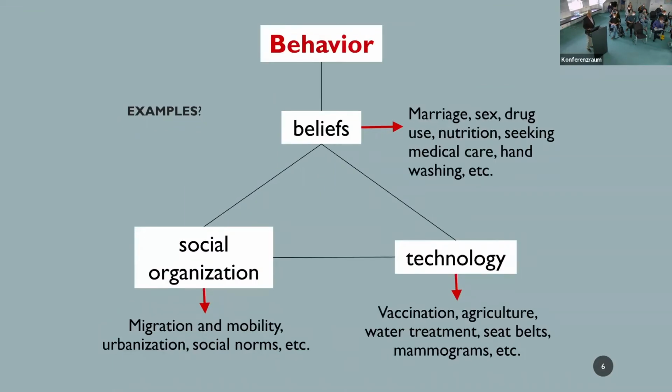So this, the last vertice is behavior. And so there are things like marriage and norms and sex norms and things like that, are belief systems that will either protect you or put you at risk of different diseases, right?